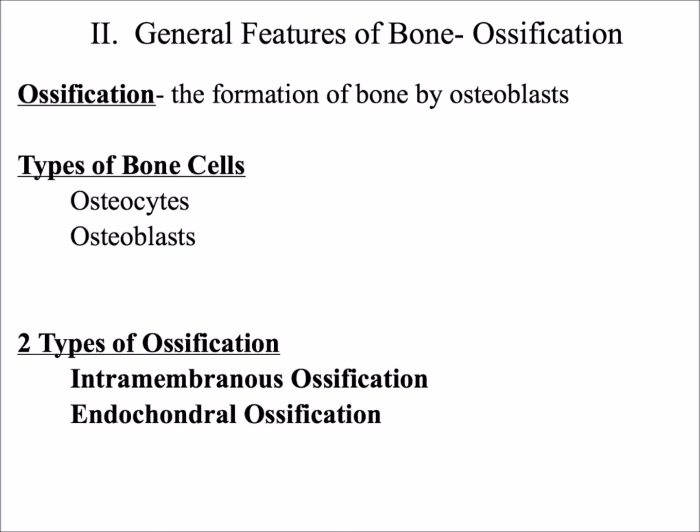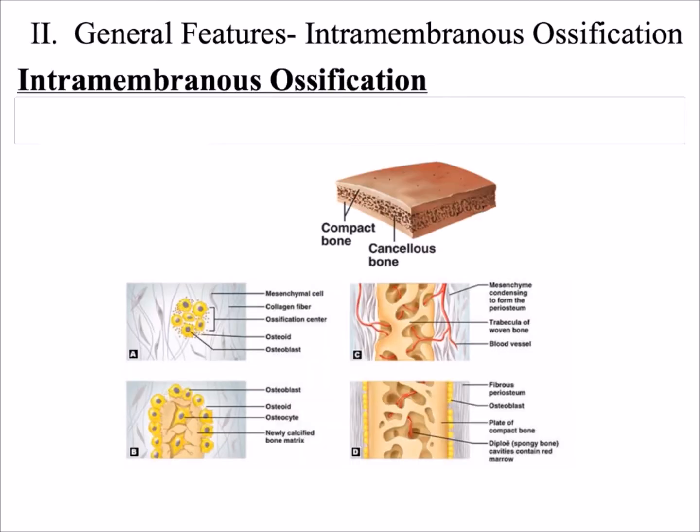Endochondral ossification is the second mechanism for making bones. So endo means inside. Chondral refers to what tissue? Cartilage. So endochondral ossification is the process of making bone within cartilage. All right, so taking a closer look at intramembranous ossification.